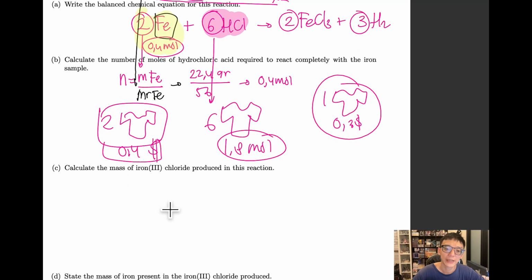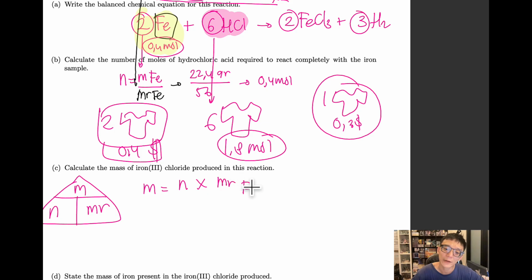Finally, we are asked to calculate the mass of iron chloride produced in the reaction. Don't forget we have the triangle. Mole is equal to mass over molecular mass. Therefore, if we are asked to find the mass, we will have mole multiplied by the Mr of FeCl3. So it will be 1. Oh no, it's not 1.8, yeah. 1.8 is actually for HCl.